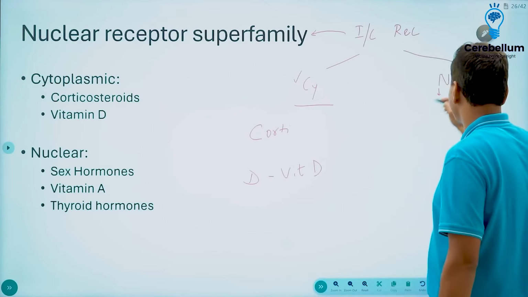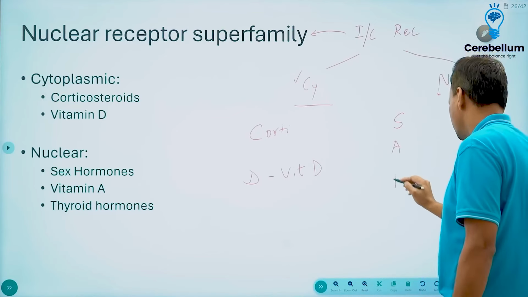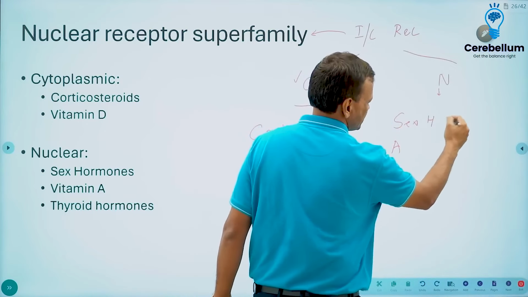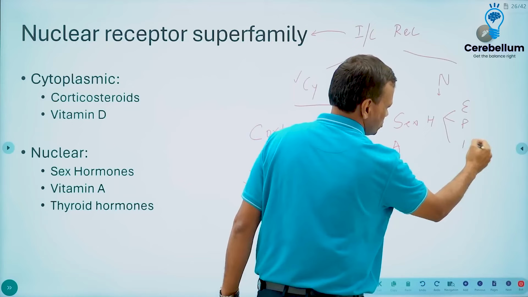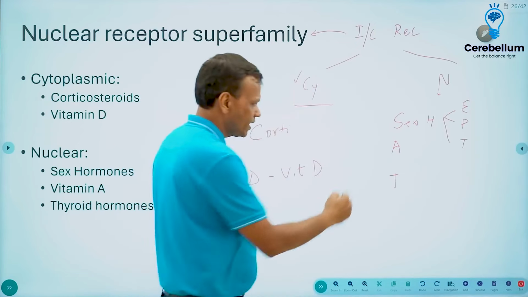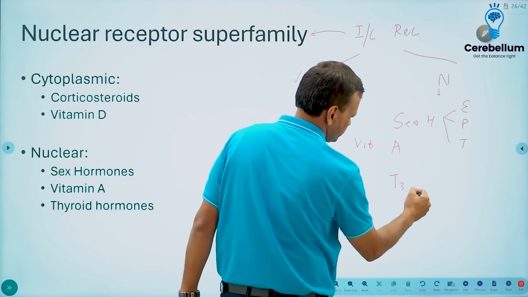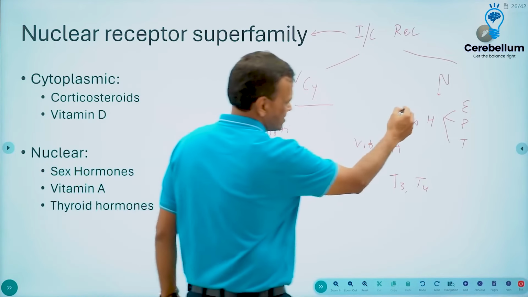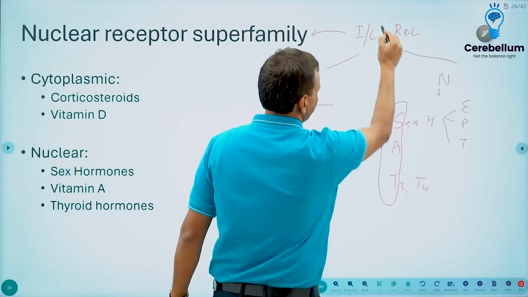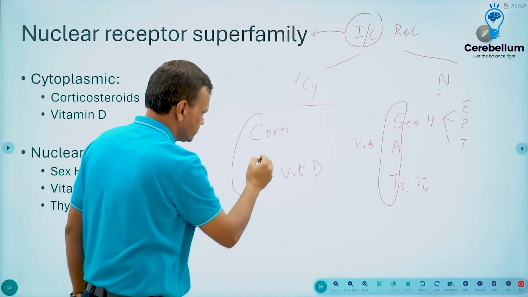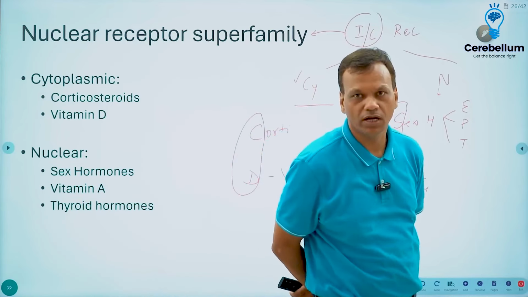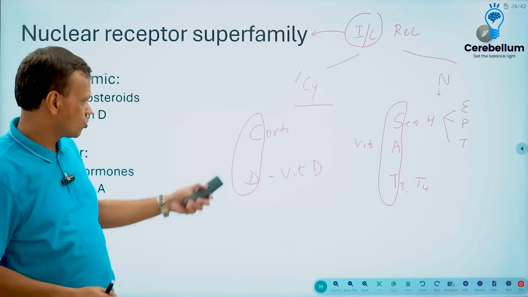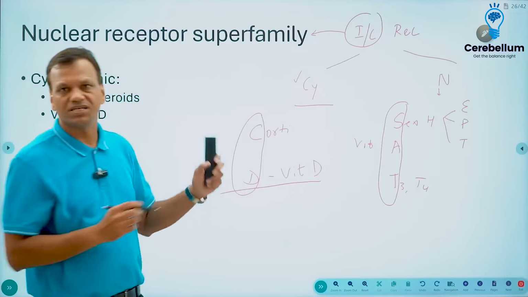On the other hand, nuclear receptors we remember as SAT. S means sex hormones. So the receptors of sex hormones like estrogen, progesterone, testosterone, and A for vitamin A and T for thyroid hormones. These are nuclear receptors. So you can remember that on Saturday, SAT, sitting inside the cell we watch CD. Which one we watch, I don't know, you people will know. So this is how to remember which are cytoplasmic and which are nuclear. So vitamin D is a cytoplasmic receptor.